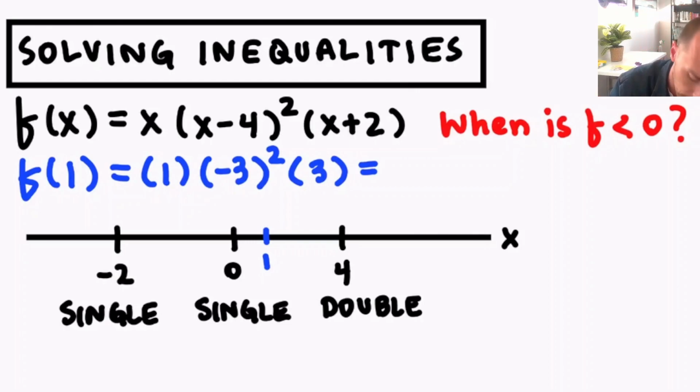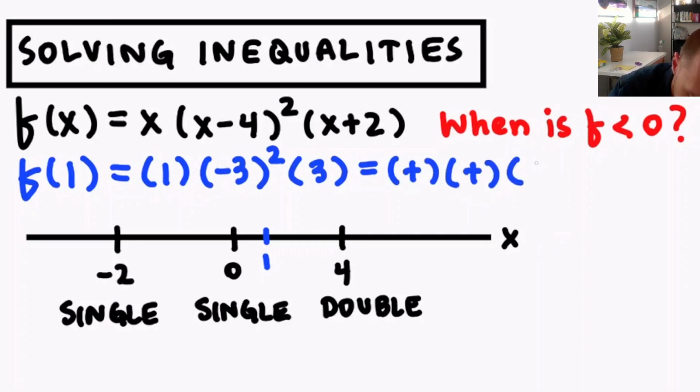So I'm going to say, all right, 1, that's a positive number, multiplied by -3 squared, that's also a positive number, and 3, that's a positive number. So I've got 3 positives multiplying together, and that's going to give me positive. So we put a little plus sign there at x equals 1.